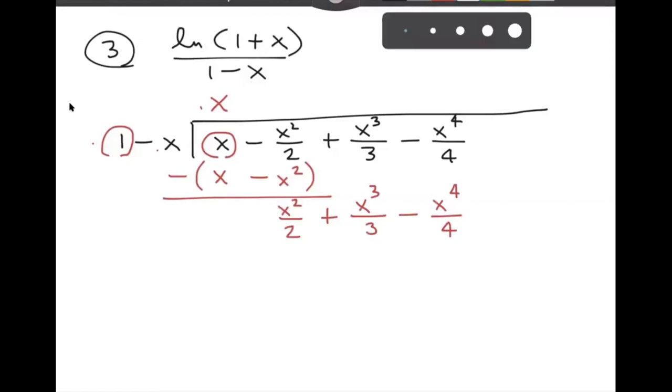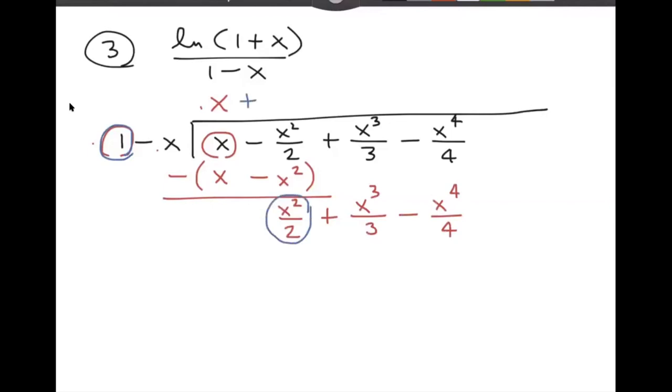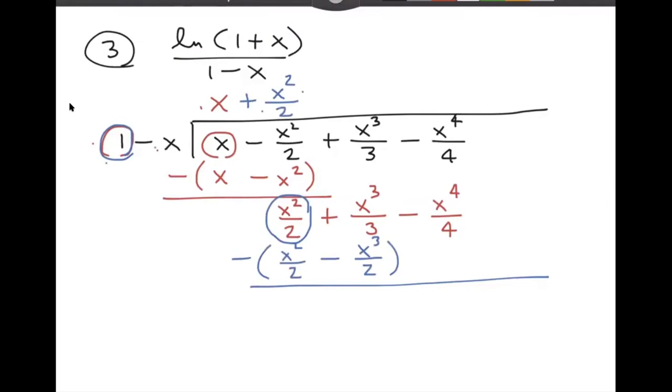I'll switch to a different color now. 1 into x squared over 2 goes x squared over 2. X squared over 2 times 1 is x squared over 2. X squared over 2 times minus x is minus x cubed over 2. And now subtract the whole thing. I'm a little worried about running out of room here. X squared over 2 minus x squared over 2 cancels. X cubed over 3 plus x cubed over 2. You're doing 1/3 plus 1/2, which is 5/6. So that makes this term 5x cubed over 6. Bring down the next term.